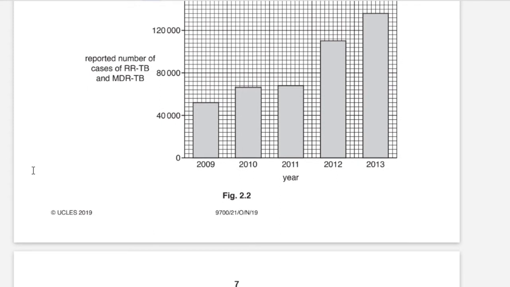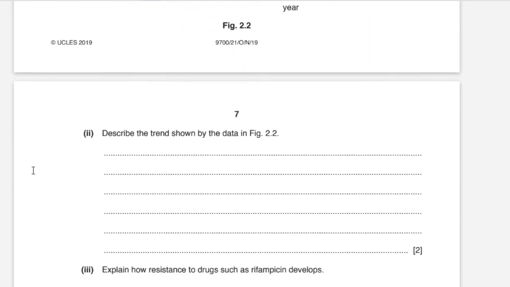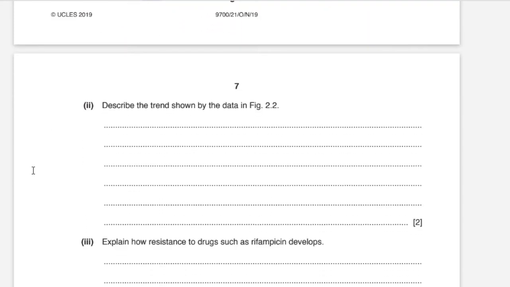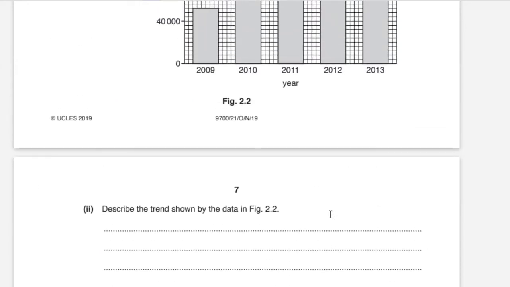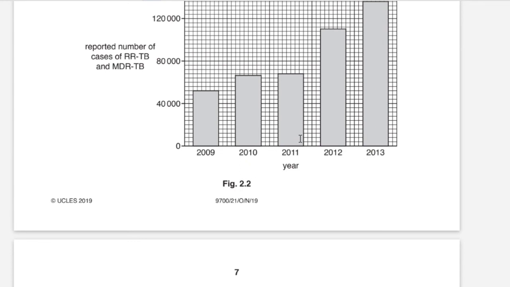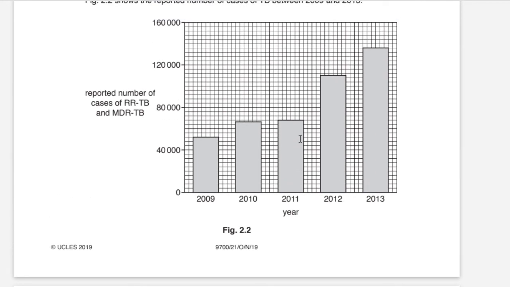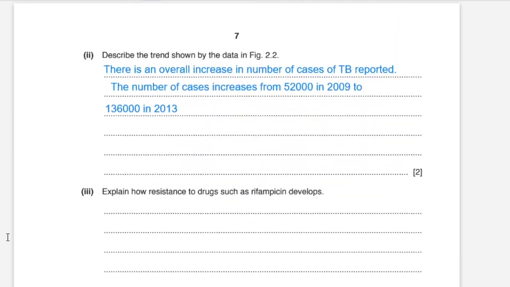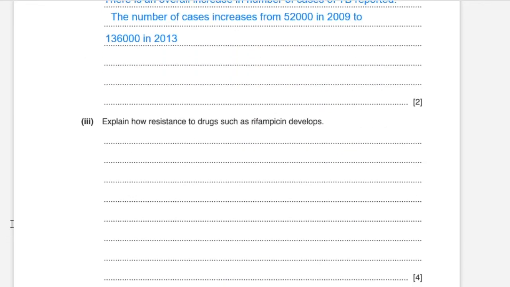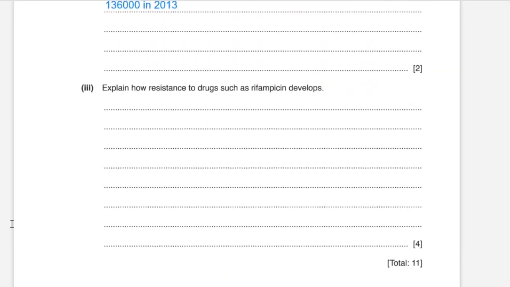So you've got a bar chart over here, and part 2 asks you to describe the trend shown by the data in figure 2.2. This is only for 2 marks, which means you can just state the general trend, which is an increase in the number of reported cases, and quote some data to explain how resistance to drugs such as rifampicin develops.